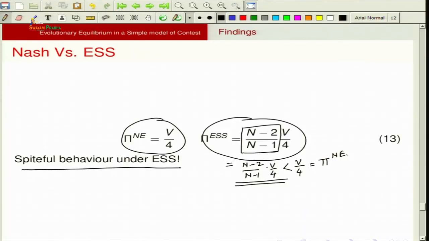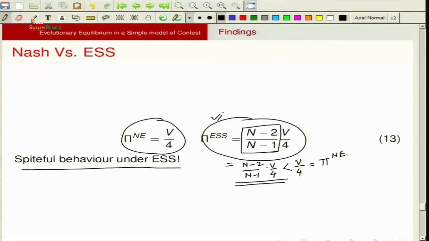Let me quickly tell you what is happening. We see that in this case the payoff has been reduced for the players. But by adopting this kind of strategy in a finite population, their own payoff is getting reduced, but they are able to reduce the payoff of their opponent also. So they incur their own loss because they have reduced the payoff of their opponent. This is how we explain this spiteful behavior under ESS.